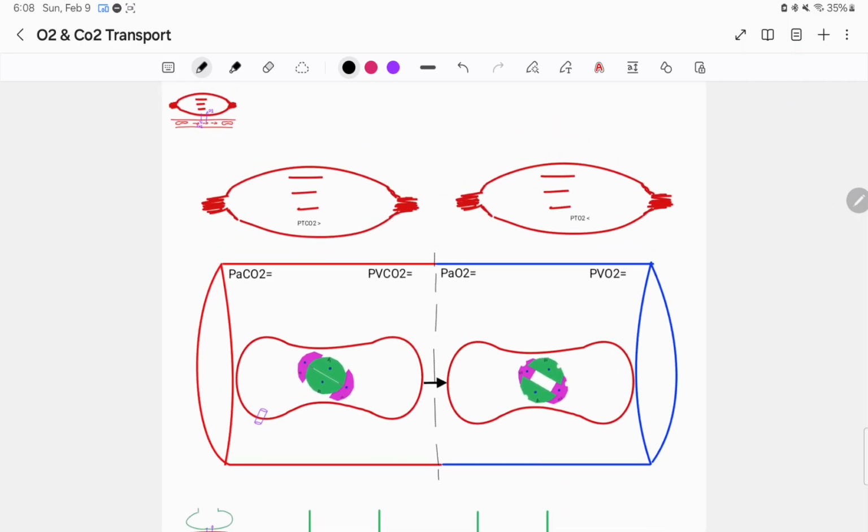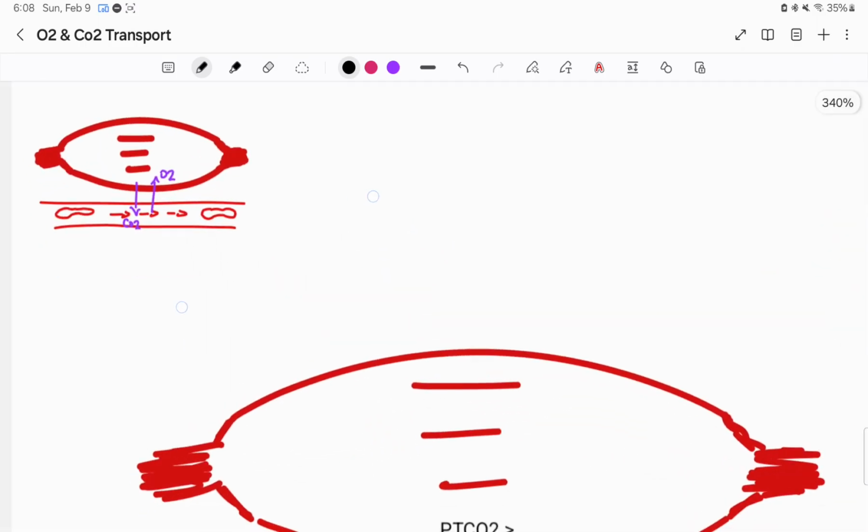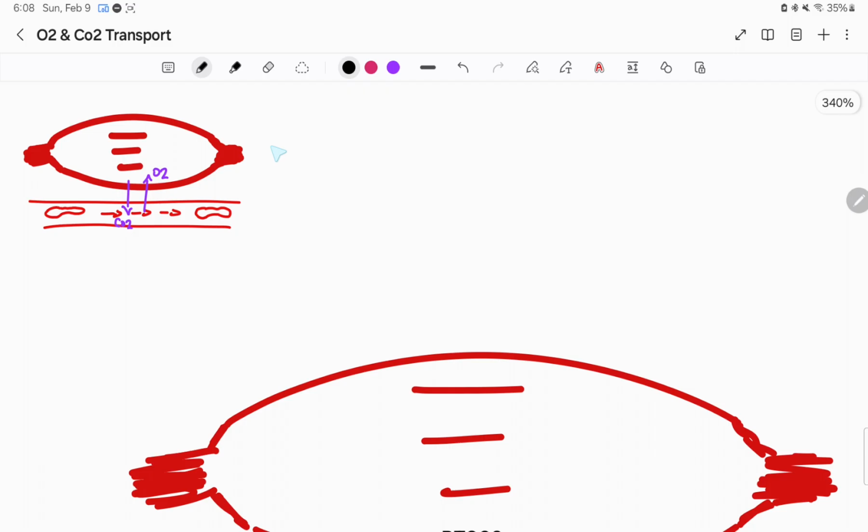Now, just to give you guys a very brief overview, here's what's going to happen. At the level of the tissues, and in this case, I have the muscle drawn here, you're going to get oxygen diffusing out of that tissue, going inside of the red blood cell, binding to hemoglobin, okay? But that's actually not the only way it's transported.